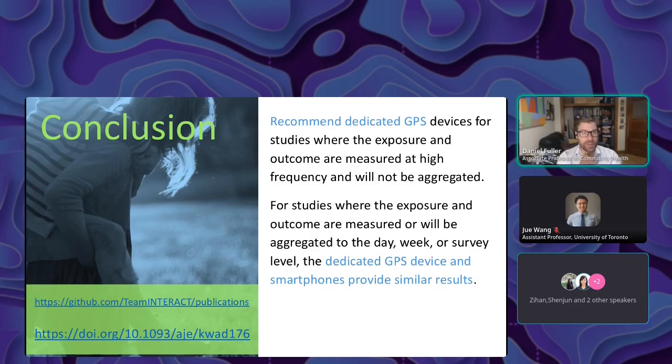So for our research, we recommend using dedicated GPS devices for studies where the exposure and outcome are measured at a high frequency and aren't aggregated. So if you are measuring location data at a high frequency and an outcome at a high frequency, so at the minute level or even the hour level, it's probably best to use a dedicated GPS device. But if you're measuring location at a high frequency, but then you're aggregating up to the day or the week level, the different location data collection methods provide similar results.